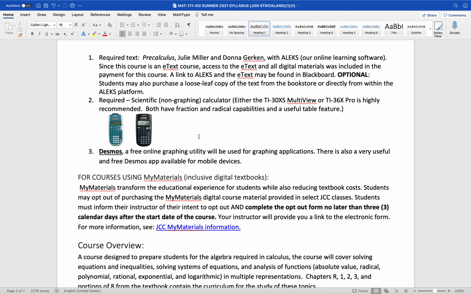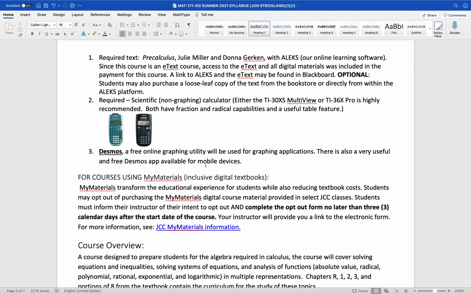Among the recommended models are the TI-30XS Multiview or TI-36X Pro, both of which are highly recommended, and which have fraction and radical capabilities, as well as a useful table feature. Also available, and I think there are some apps for this software, is Desmos, a free online graphing utility which will be used for graphing applications.